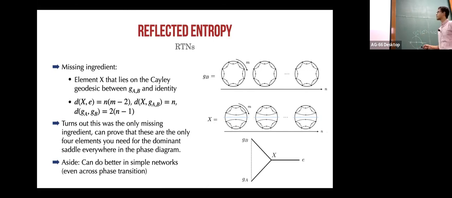Good. As an aside, I should say that we can do better in simple networks. If you just have a single tensor or a few tensors, you can also work across the phase transition. You can do this thing called the resolvent trick and analyze what happens across the phase transition. But here I'll mostly be talking about regions away from the phase transition, where we already had this order of limits issue. So this resolves that issue.